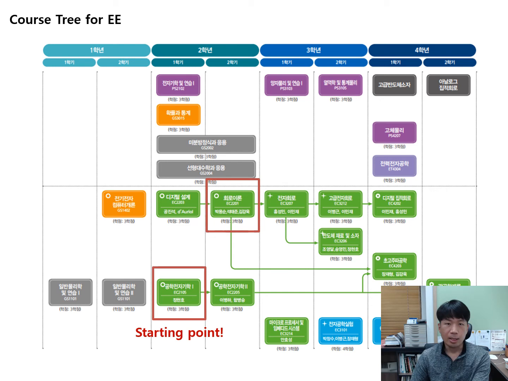And this is the last slide, and this figure is a course tree for electrical engineering. And you can see here, our course is the starting point for all of the EE students. And if you have a strong background in electromagnetics, then it means that you will be able to have a happier college life. Alright, so this is the end of the introduction, and I hope you find this course very interesting.